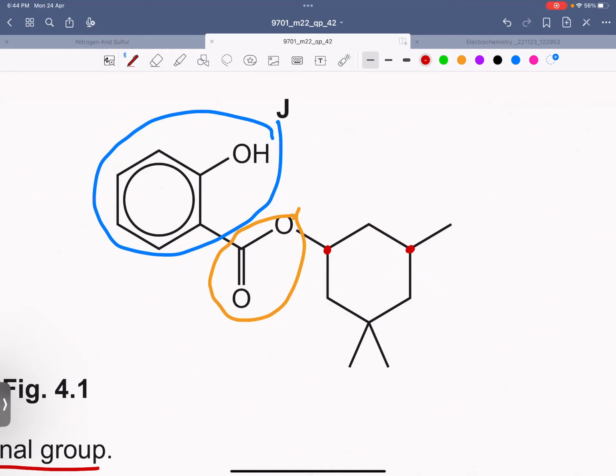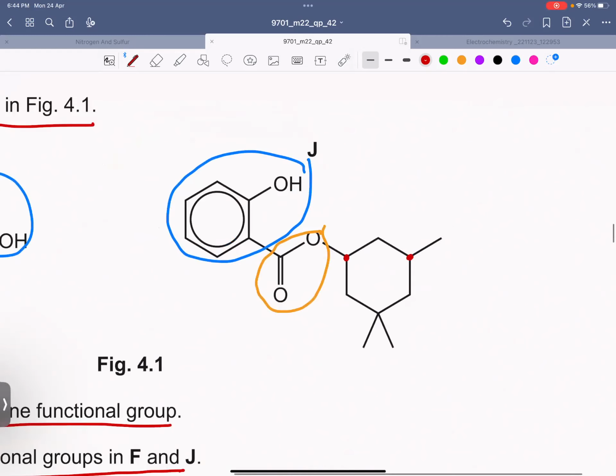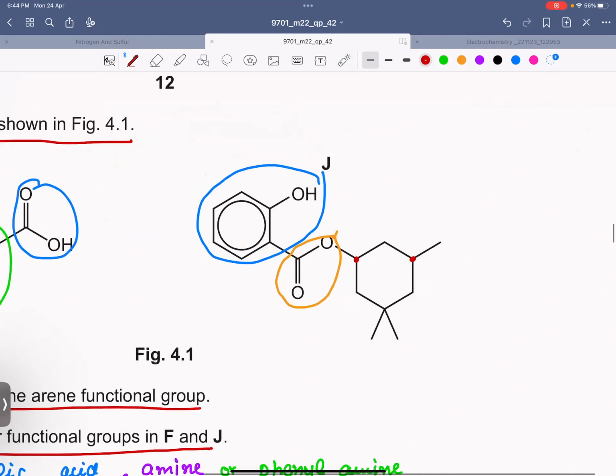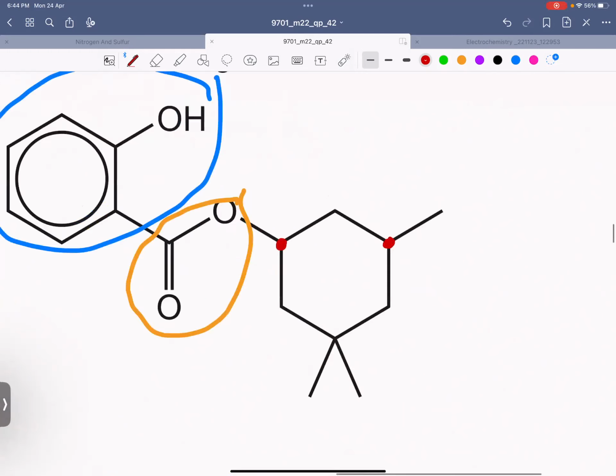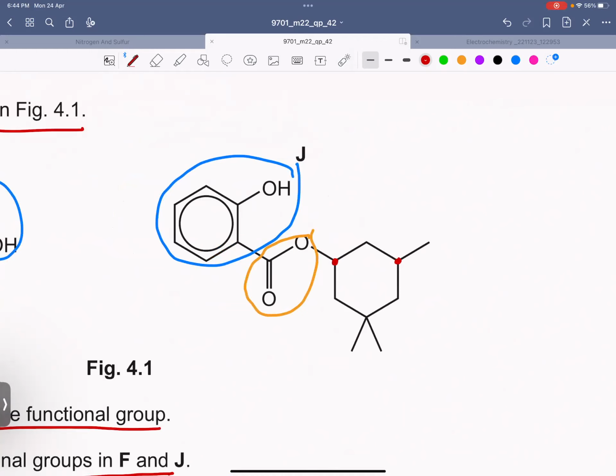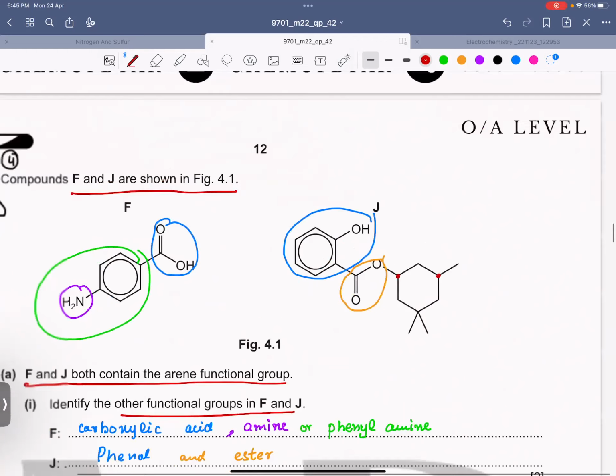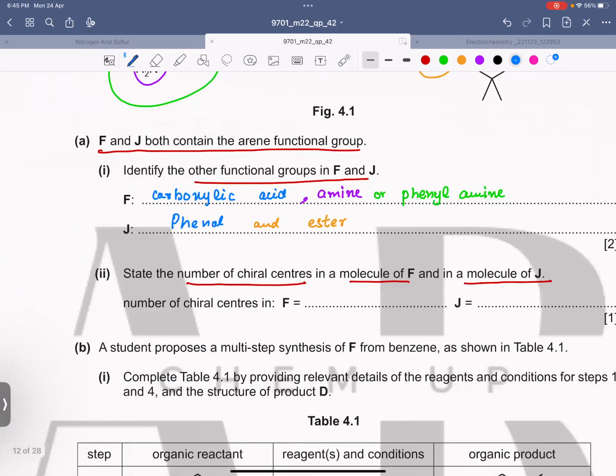Okay, there are only two. The two which I marked with the red dots are the chiral centers. There is no other chiral center in the whole molecule of J. So here we have 0 and here we have two chiral centers.